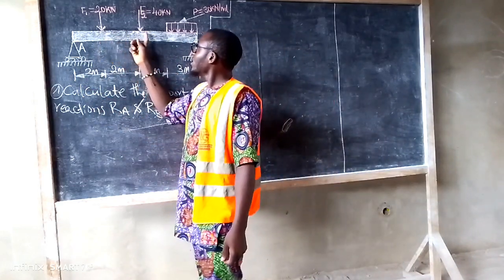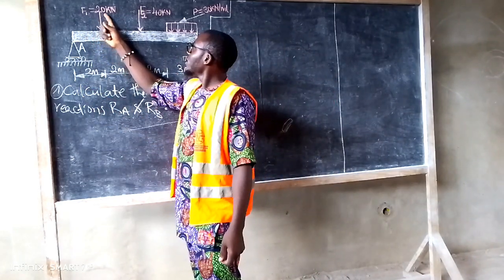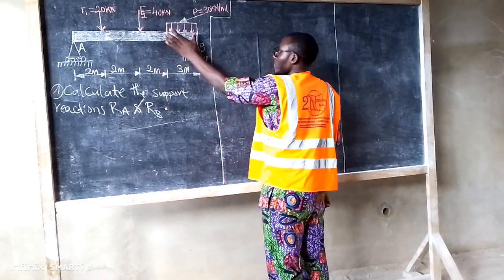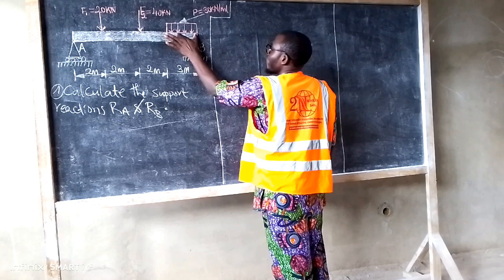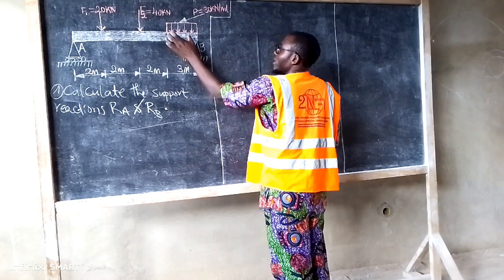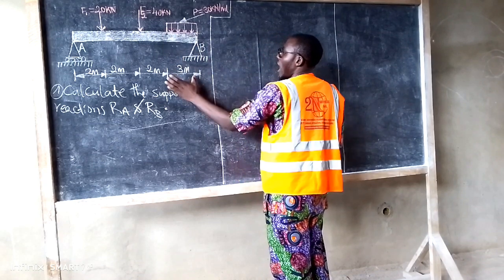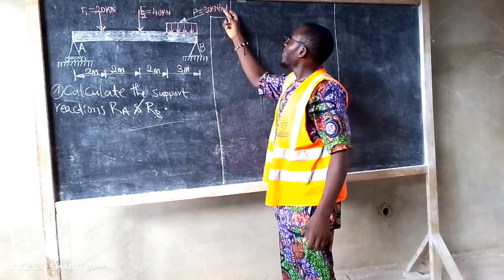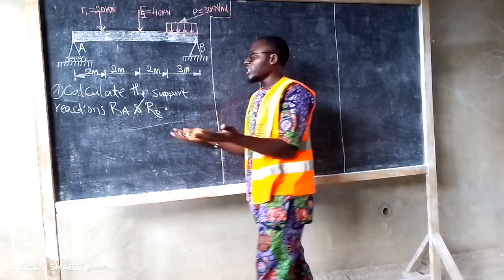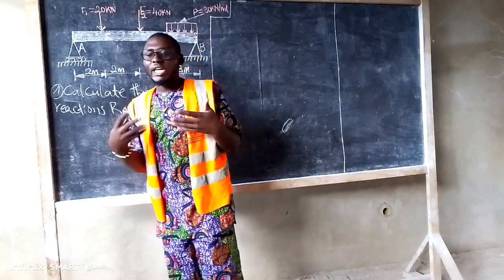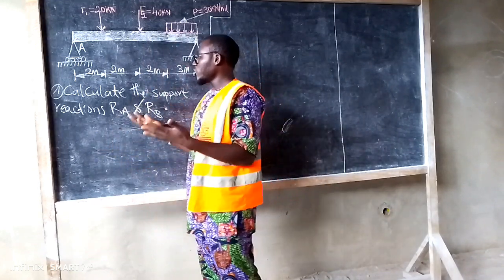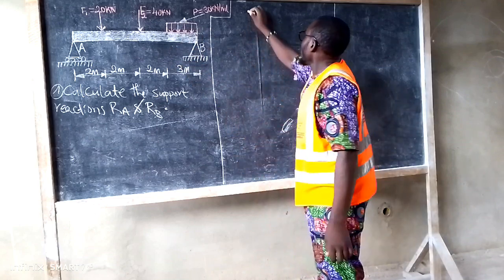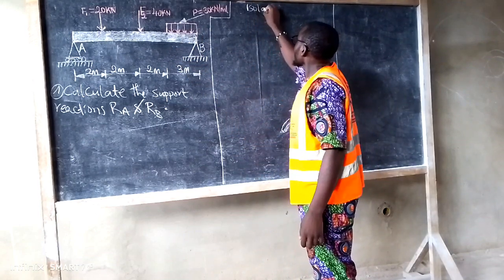We have two concentrated loads, F1 equal to 20 kN and F2 equal to 40 kN. And here we have a uniformly distributed load, distributed over a distance of 3 meters, equal to 30 kN per meter length. So the first thing they are asking us to do is to calculate the reaction support. To calculate the reaction support, the first thing we need to do is isolate this bar. So we start with the isolation.